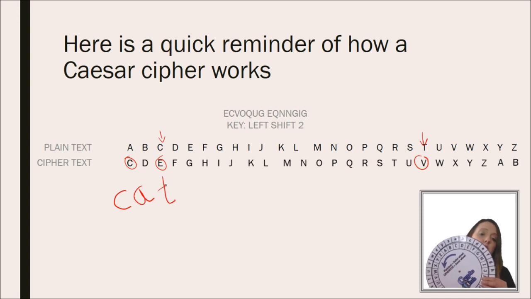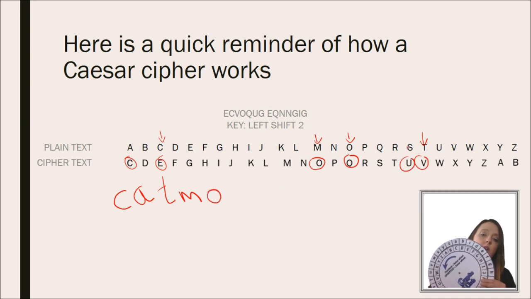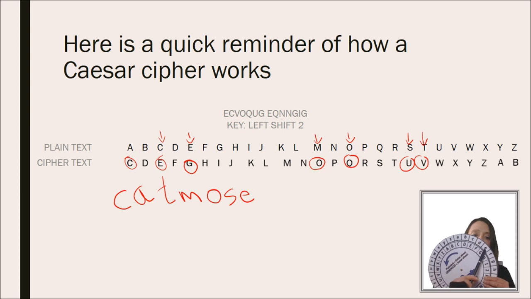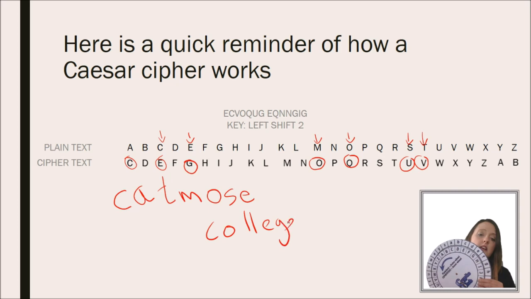Okay, so if we continue to do this, we will find that we have got O, which has become M. We have got Q, which has become O. We have got U, which has become S. And then finally we have G, which has become E. And if we have a look here, we will see that G here is E as well. Follow that all the way through, we will find it says Cadmus College.